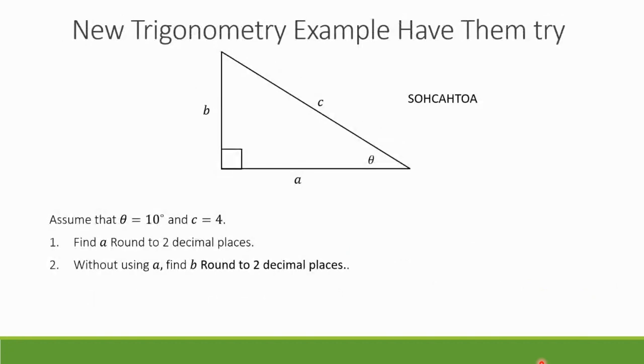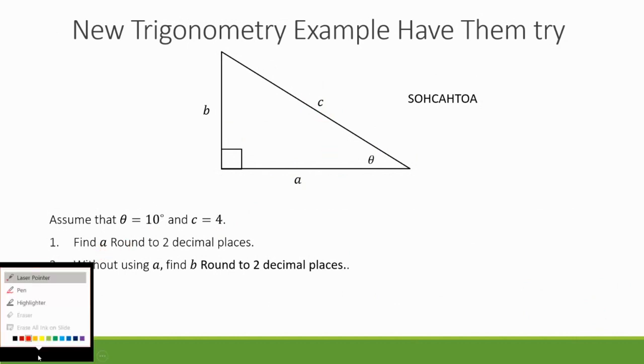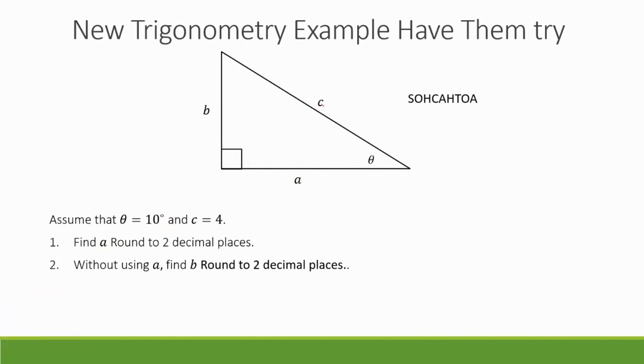Okay, here's another one, and you can see it's similar. The angle's different, but now we don't know what A and B are. We know what C is, though, the hypotenuse. We're told C is 4. But we've got to figure out what A and B are. How would you get A? Well, we have the hypotenuse, that's 4. That's given.